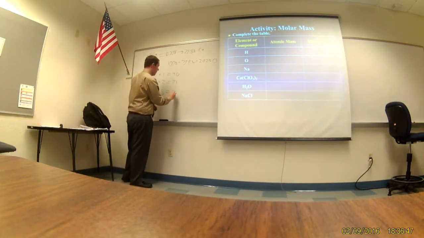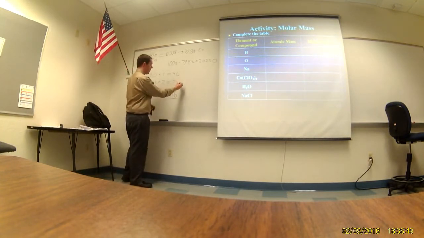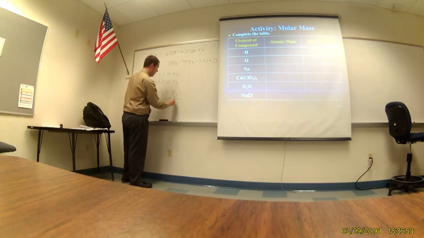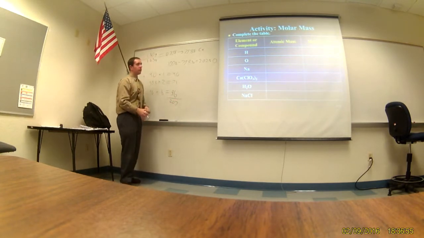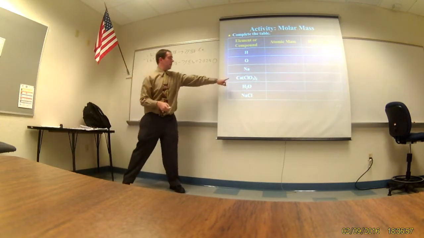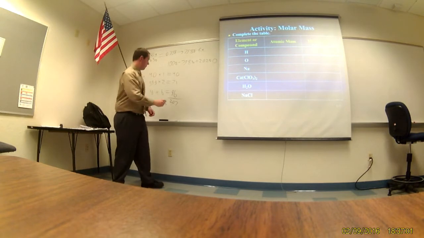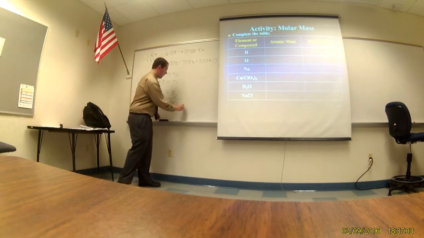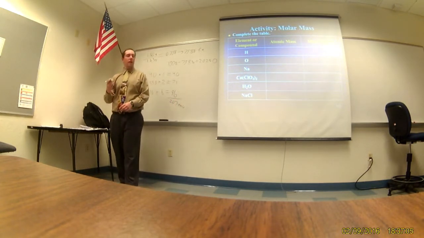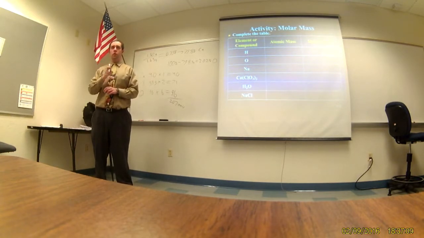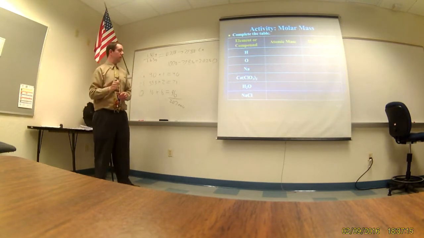So 40 plus 71 plus 96, 207. So the atomic mass of calcium chlorate is 207 AMU. What is the molar mass of calcium chlorate? 207. 207 what? Grams per mole.